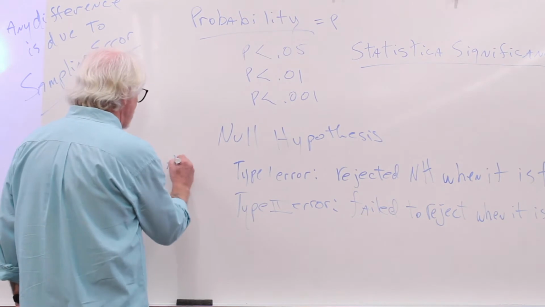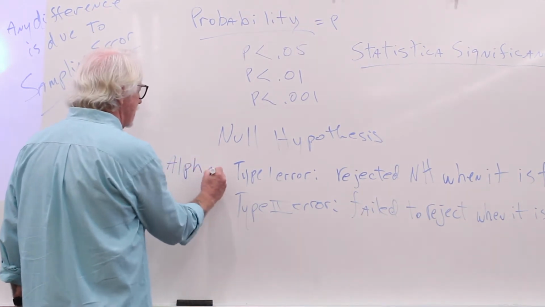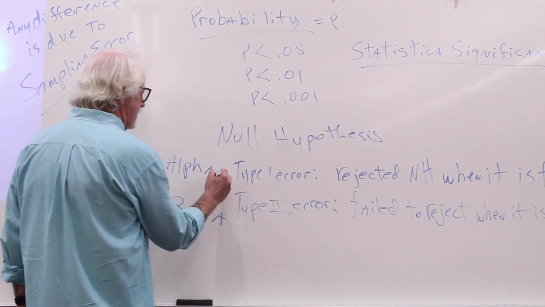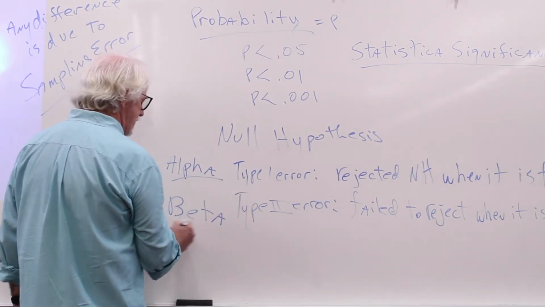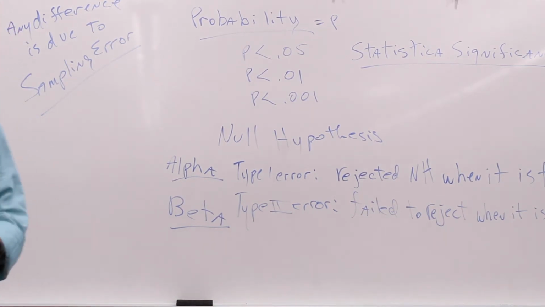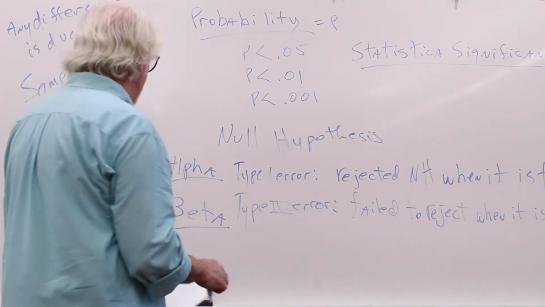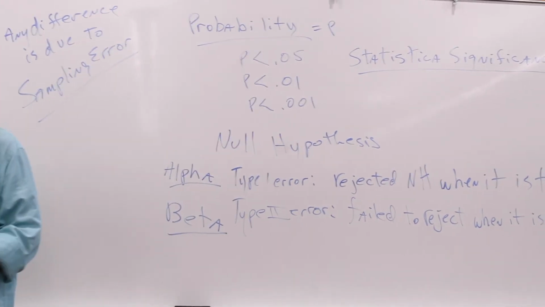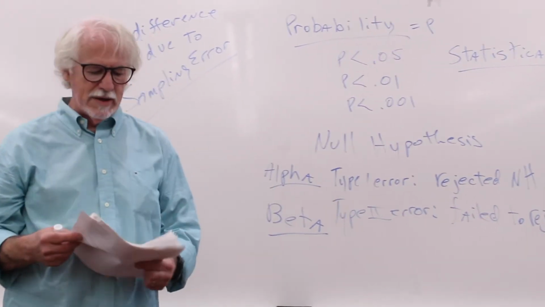And then we're not going to see this again, but you may see this someplace else. This is an alpha, and this is beta. We're not going to use that again in this class, so you don't have to worry. All right, so those are our decisions about the null hypothesis. That's how we keep working.